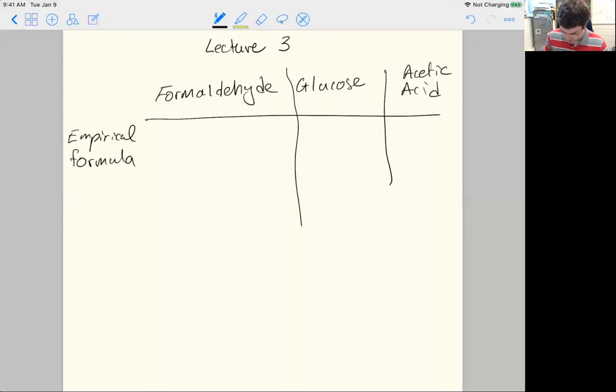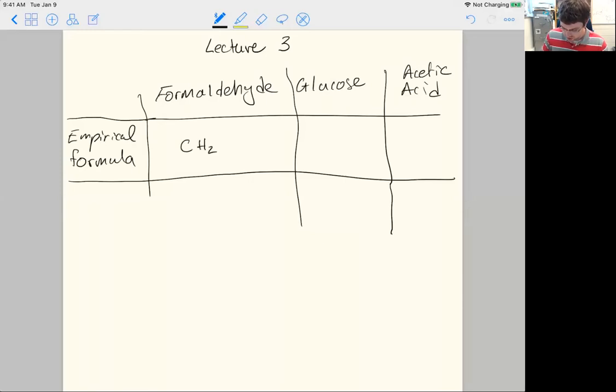Now, the empirical formula is very useful because it provides the ratio of the elements that make up the molecules we're studying. But as we've seen in the past lecture, it has some shortcomings in that we could have coincidentally identical empirical formulas for very different molecules. And that's the case here. Formaldehyde has an empirical formula of CH2O. Glucose has an empirical formula of CH2O. And it turns out acetic acid also has an empirical formula of CH2O.